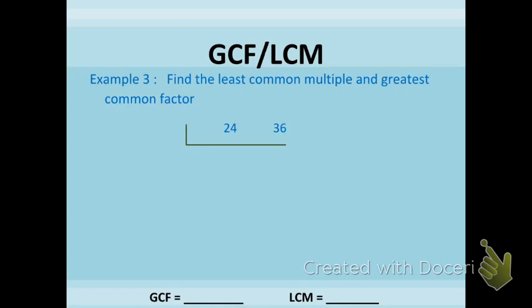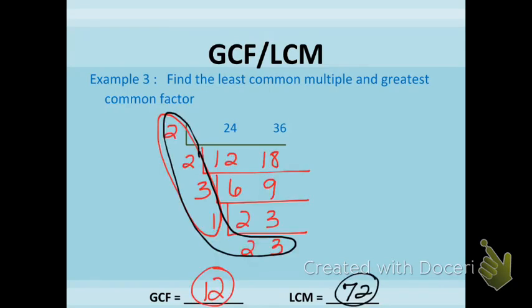24 and 36. On this one, I want you to find least common multiple and greatest common factor. Go ahead and work that one. Okay, so for greatest common factor, you should have multiplied what's on the left. 2 times 2 times 3. That gives us 12. And for least common multiple, you multiply what's on the left times what's on the bottom. And you should have gotten 72. Okay? Excellent.